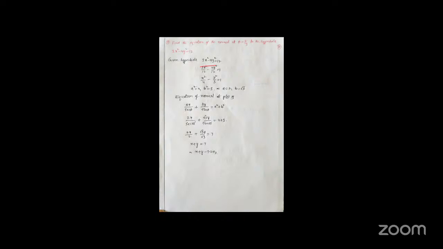Transform this equation into the standard form. So we get x squared by 4 minus y squared by 3 equal to 1. Here a square equal to 4 and b square equal to 3. Then a equal to 2, b equal to root 3. And the equation of the normal at P of theta, in parametric form, we have the equation of the normal as ax by secant theta plus by by tan theta equal to a square plus b square.